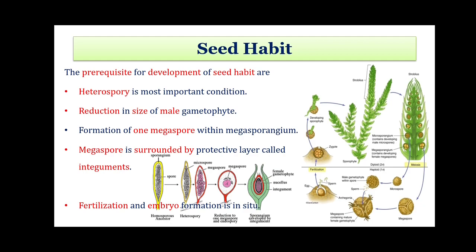Now let's talk about the seed habit. The prerequisite condition for the development of seed habit is obviously a heterosporous condition, that means male and female gamete formation, reduction in the size of the male, and formation of only a single functional megaspore. And this megaspore is surrounded by a protective layer which is called the integument.